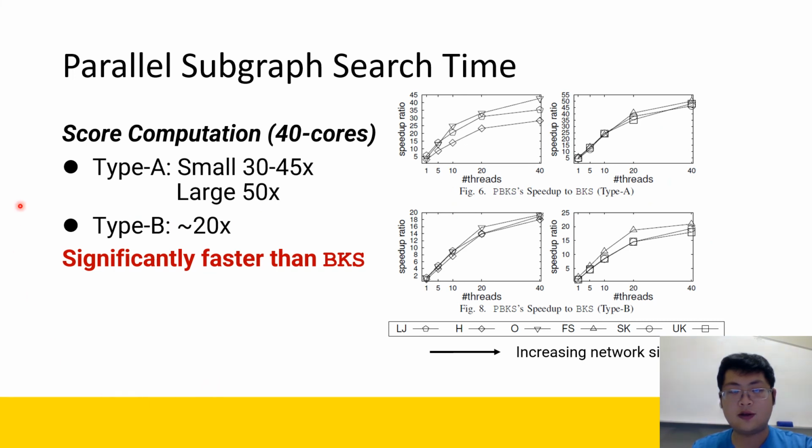Then is subgraph search. When 40 cores are used for type A score computation, we are 30 to 40 times faster for small networks and 50 times faster for larger networks, and for type B, we are 20 times faster. It's significantly faster than BKS.